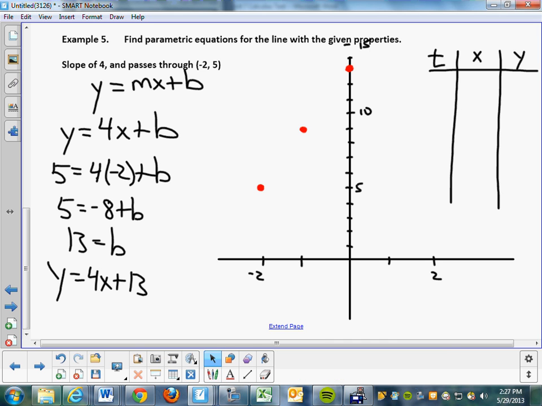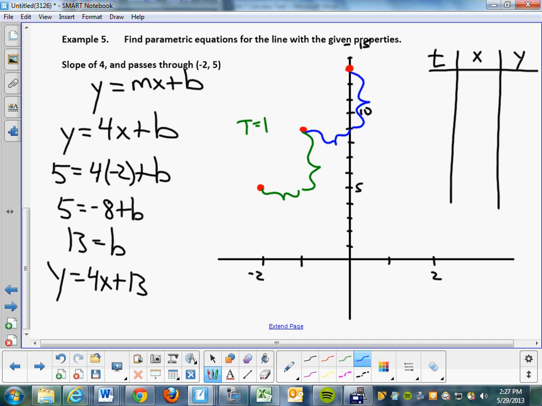Okay? So I'm going to talk about t being each one of these points. So this is my starting point, and then I go over a certain amount and up a certain amount. So that green step would be t equals 1. So at time 1, we finally reached here. And then we moved again. That would be my second step. Then third step and fourth step and so on like that.